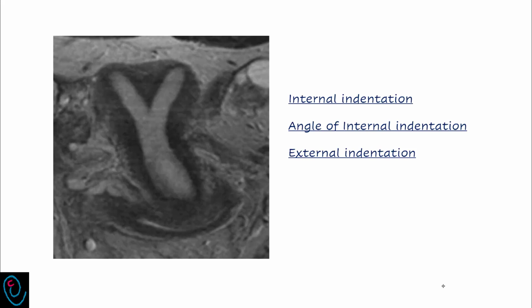Here is our case study. The internal indentation is more than 1.5 cm. Angle of internal indentation is less than 90 degrees. And actually there is no or very minimal external indentation. So the diagnosis is a uterine septum.